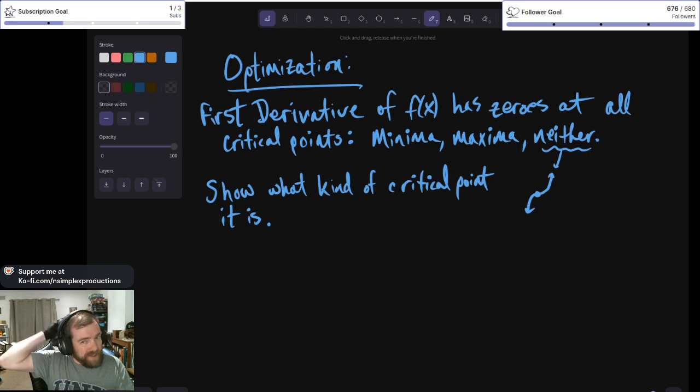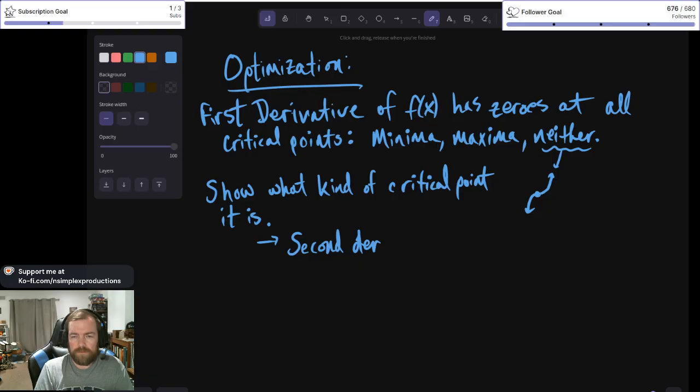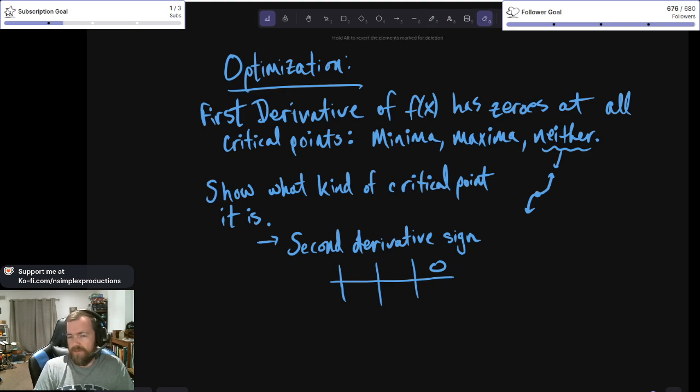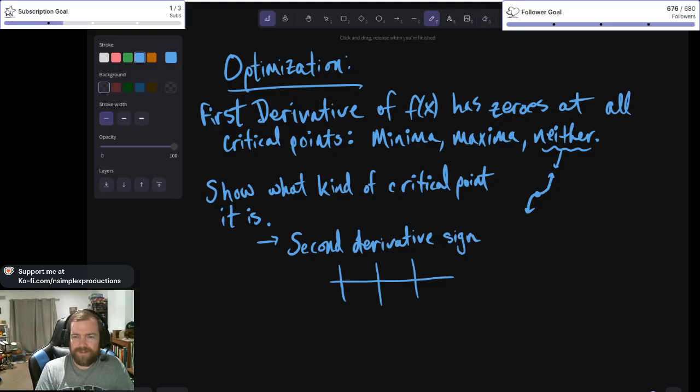So we're going to show what kind of critical point we've got. And in order to do that, there were a few different ways. We said one was find the second derivative. Right, we had positive, negative, and 0, or perhaps negative, 0, and positive if we wanted to go that way. Negative, 0, positive.